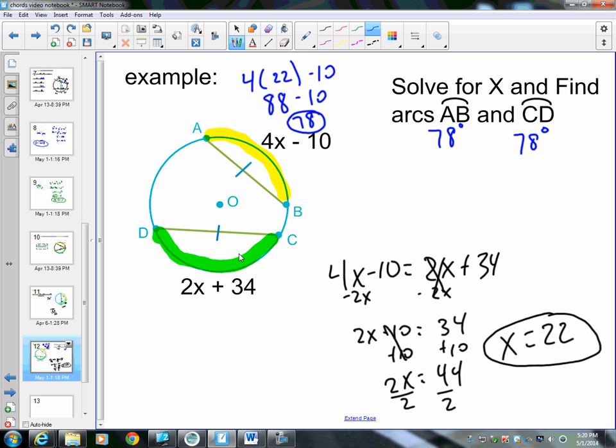Is there a way for us to check our answer? Sure there is. If we plug in x, 22, into this equation, it should give us 78. So I'm actually going to do that. 2 times 22 plus 34. 2 times 22 is 44. 44 plus 34 is 78. So hey, yay, we did get the same answer.